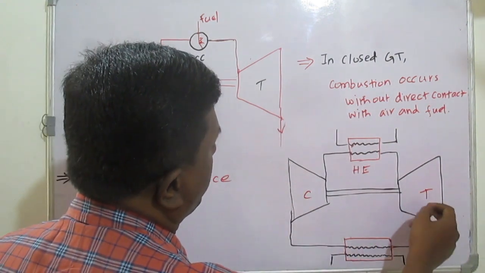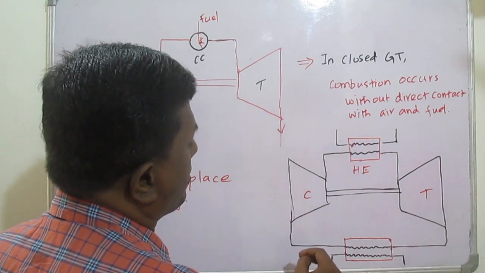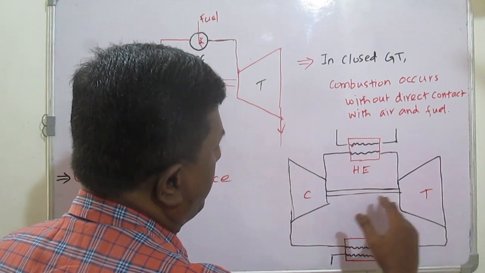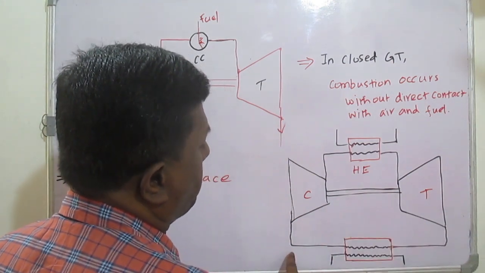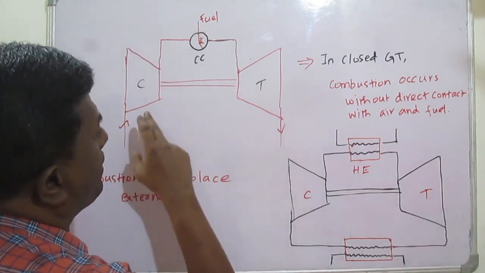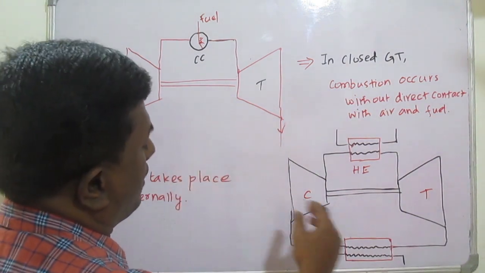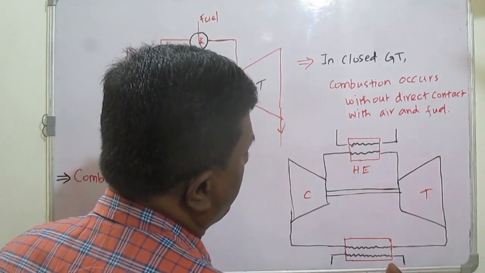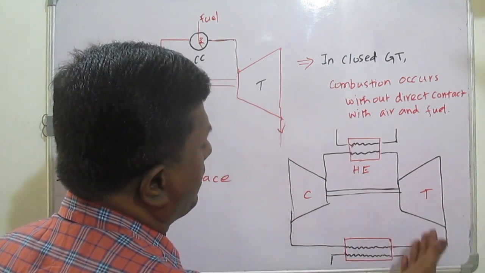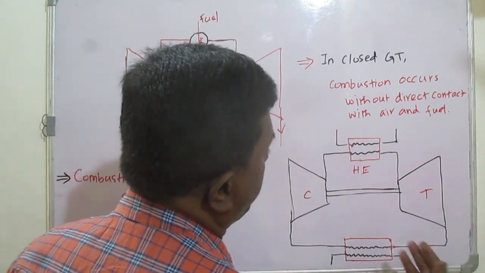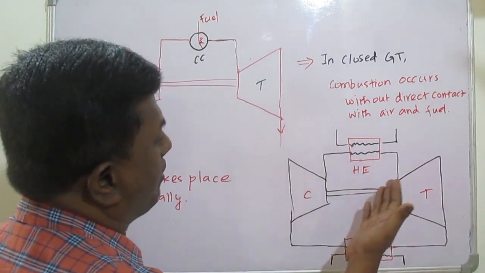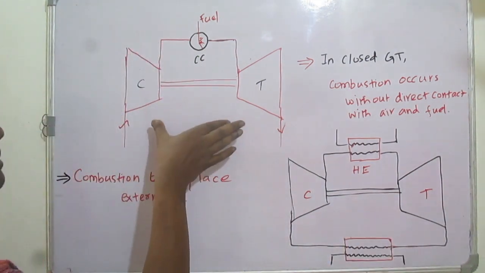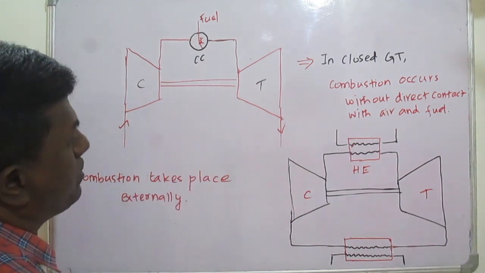Here also the turbine work is used to operate the compressor. Here we can use any kind of fluid, even water sometimes, or any kind of gases, in the case of a closed gas turbine. Whereas in the open gas turbine, only atmospheric air is used as the working fluid. In the case of the open gas turbine, the working fluid is only air.